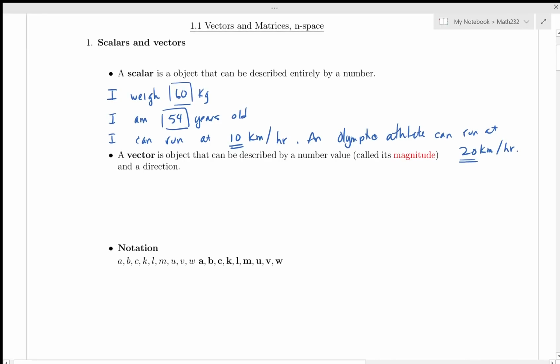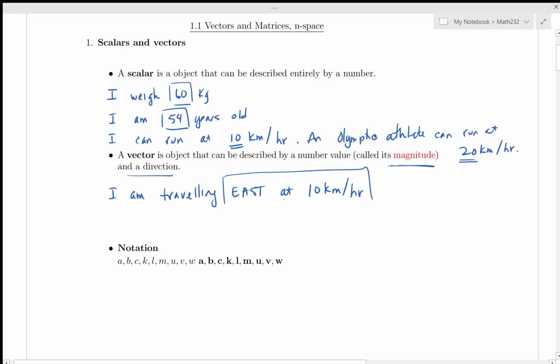In contrast to that, a vector is an object that can be described by a number, which we're now going to call the magnitude, the size, and as well a direction. So here's a vector quantity: I am traveling east at 10 kilometers per hour. In this case, this thing here is a vector. It has a magnitude and a direction. That's what we call velocity, in fact. So we have the idea that velocity is equal to speed, that is the magnitude of the velocity, plus the direction.